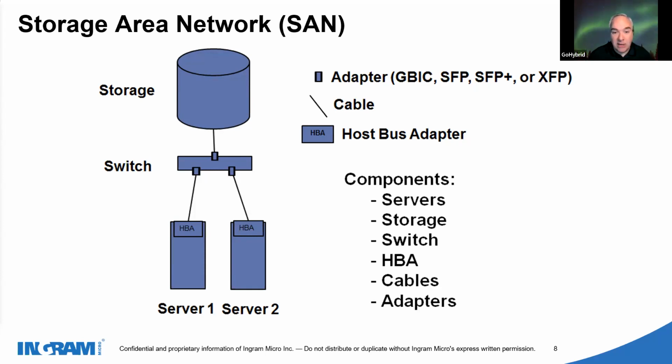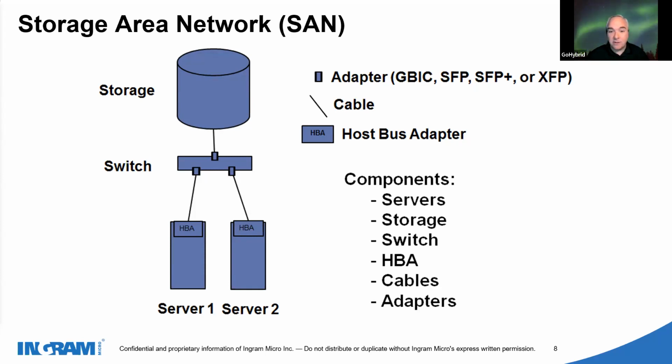In the case of fiber channel, you can see I have 3 little adapters there at the end of each cable. Those are going to be what used to be called GBICs back in the days when fiber channel was only 1 gig. Now they're SFPs or SFP pluses or QSFPs. XFPs is an older standard as well. And those adapters essentially convert the light impulses coming across the cable to electrical impulses that the switch can understand.